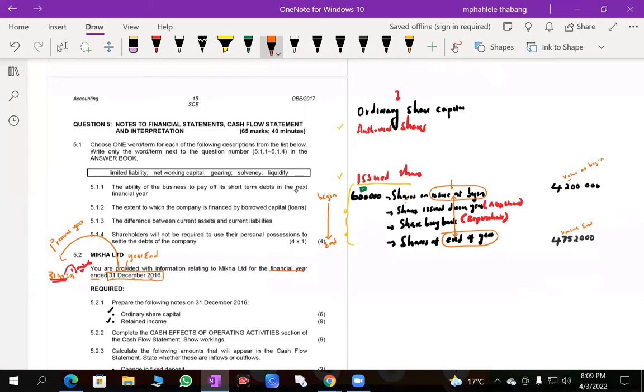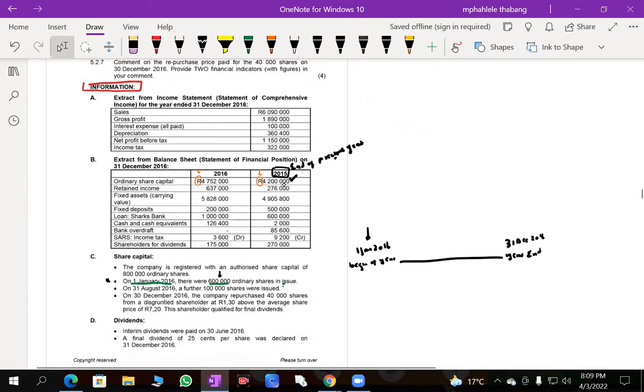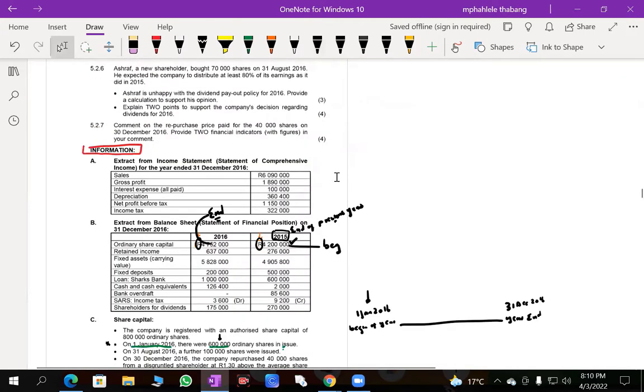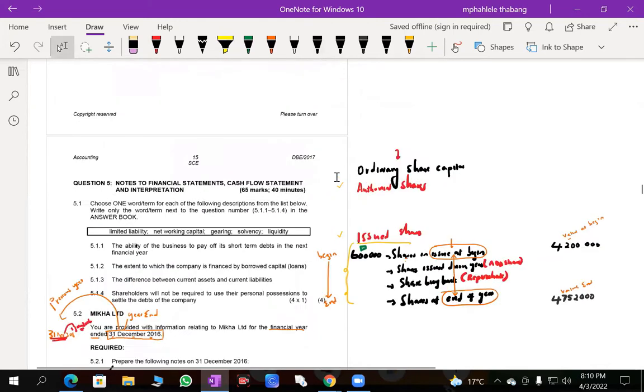Right. We are happy. Are we happy, Masilu? This information is the simplest you can do. This is the value of shares at the beginning. This is the value of shares at the end. Why am I saying they are the values? Because they are written in terms of rand. Happy? Okay.